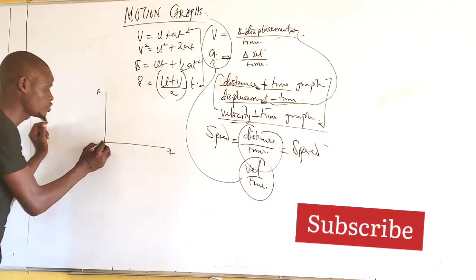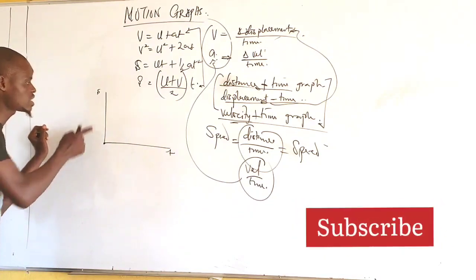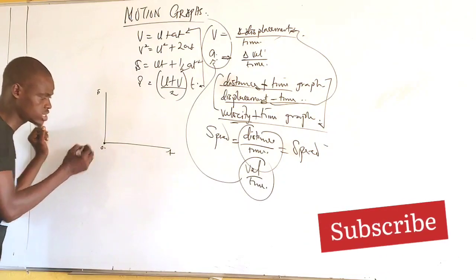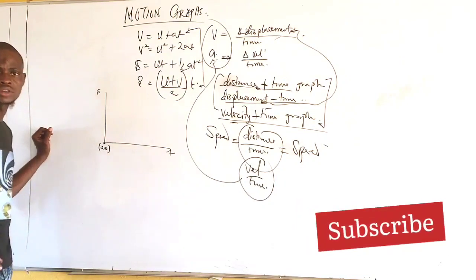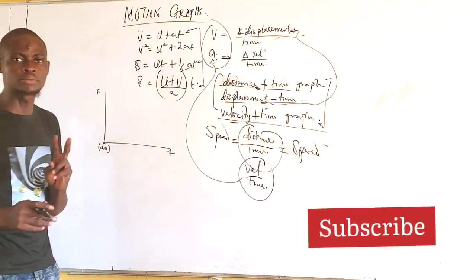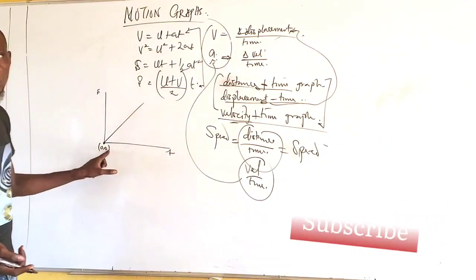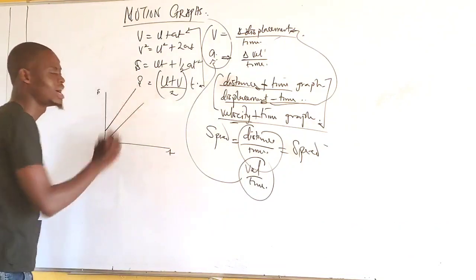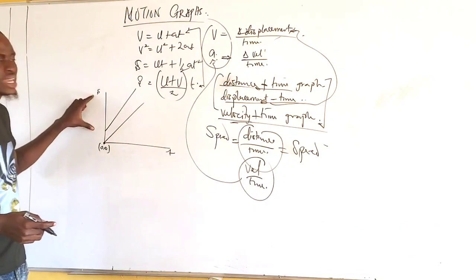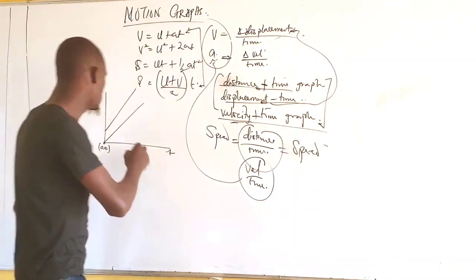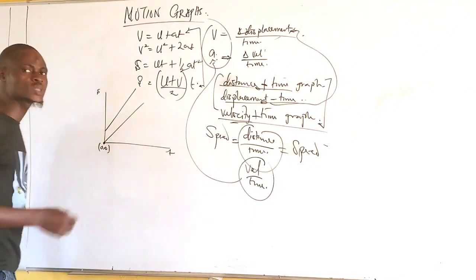The graph might be starting from the origin, and the origin is a point where two quantities meet each other. This is the origin, (0, 0), altogether. So motion graphs are always a straight line graph. It might be starting from the origin, or it is starting from another point on the distance axis that is different from the origin. So the graph can start from any of these points here.